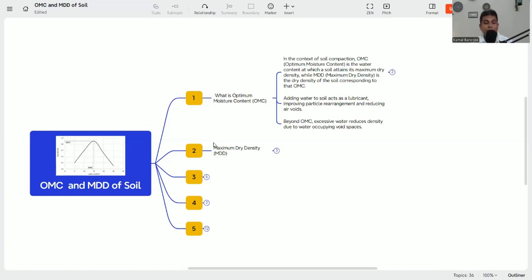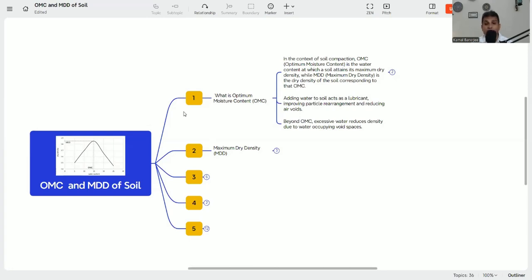So without wasting time, let's jump into the subject, that is OMC and MDD of soil. In soil engineering or geotechnical engineering, these are very important terms. OMC stands for Optimum Moisture Content and MDD stands for Maximum Dry Density.